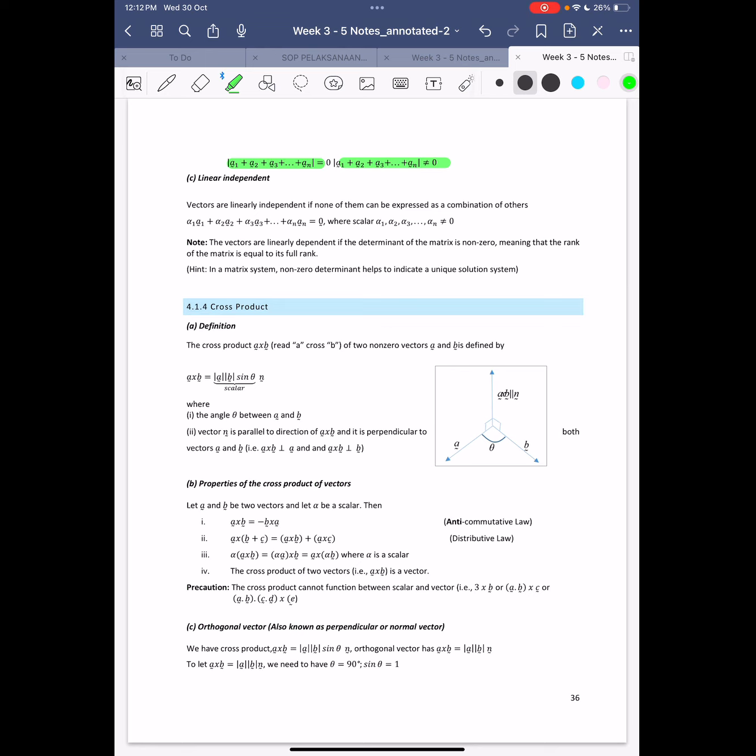Vectors are linearly independent if none of them can be expressed as a combination of the others. Meaning, if we multiply each vector by a scalar number and add them together, we cannot get 0. So the vectors are linearly independent if the determinant of the matrix is non-zero, meaning that the rank of the matrix is equal to the full rank. Never mind, we will have a look at the example later on, okay?